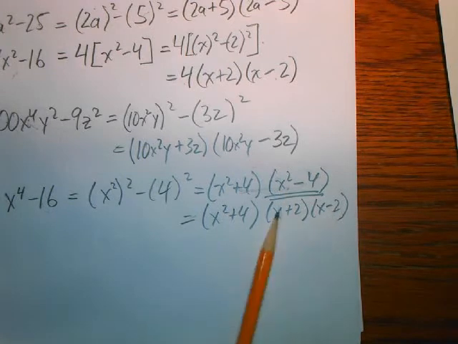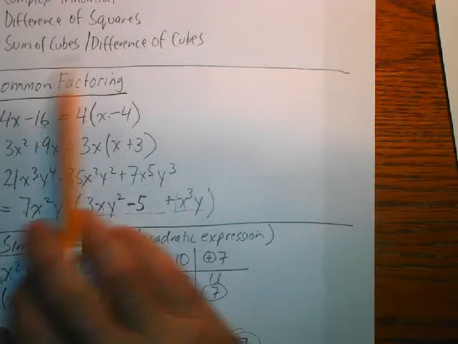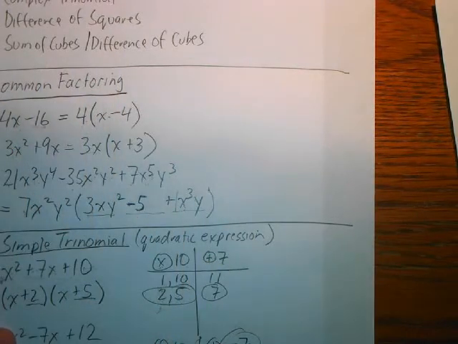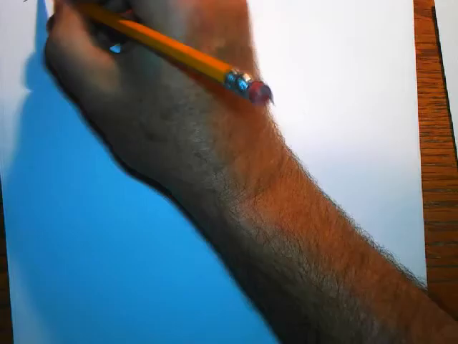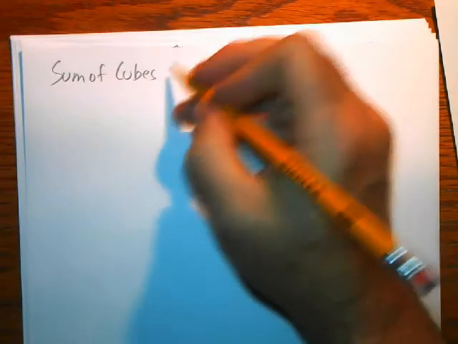So now what we're going to do quickly is the sum of cubes, difference of cubes, which is our new method. Sum of cubes, difference of cubes. Now this won't take that long because it's very similar to difference of squares.